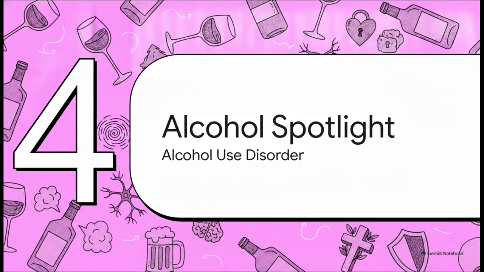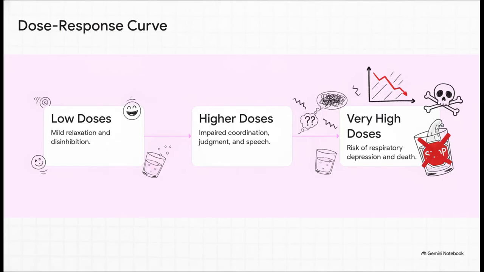Let's get specific in Section 4, a spotlight on alcohol use disorder. To really understand this, let's look at alcohol, which biologically acts as a central nervous system depressant. Its effects follow a very clear step-by-step dose-response curve. At low doses, step 1, it produces mild relaxation and disinhibition. You let your guard down a bit.